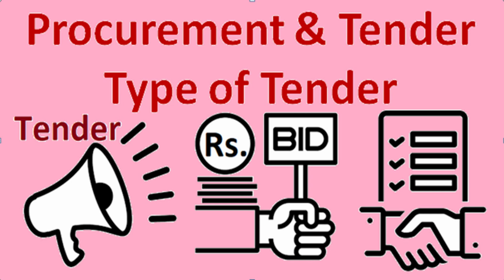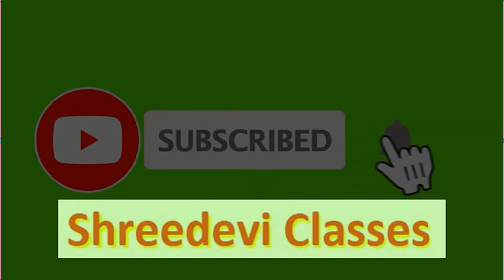Today in our playlist, Electrical Estimation, we'll understand the public procurement process and the functioning of the purchase team, and how for procurement we use the tender process and what the different types of tender are. So let's start with procurement and tender or types of tender.